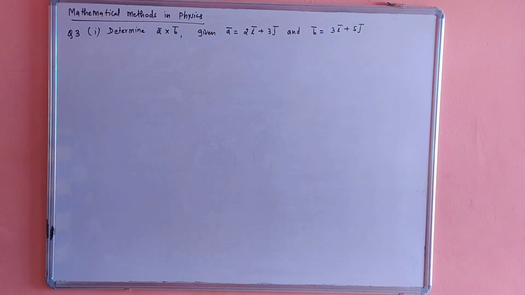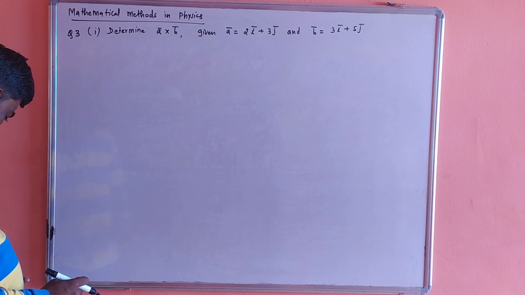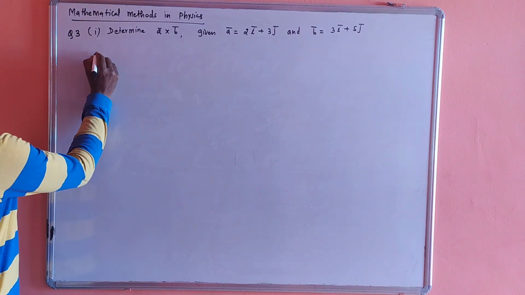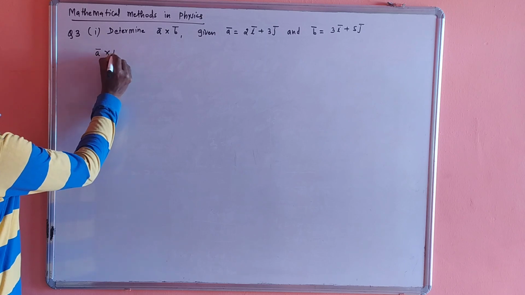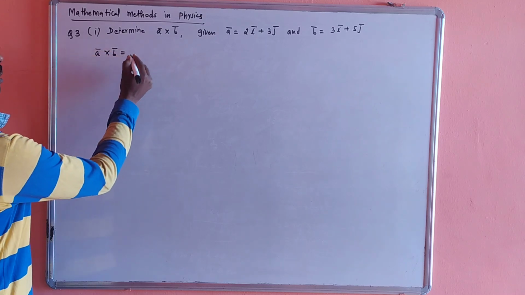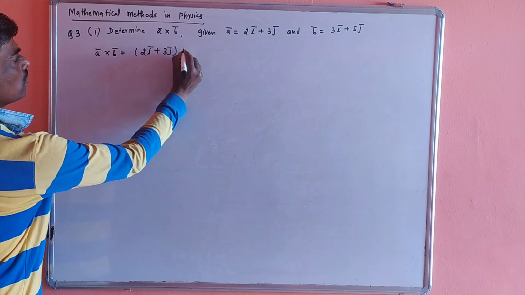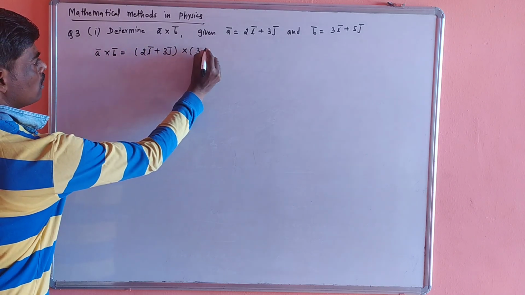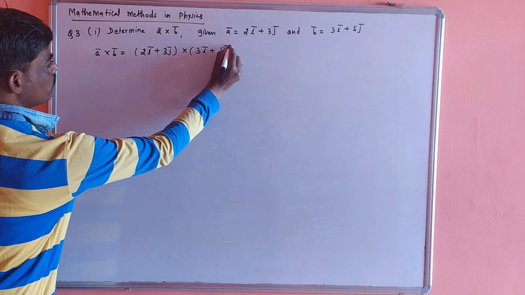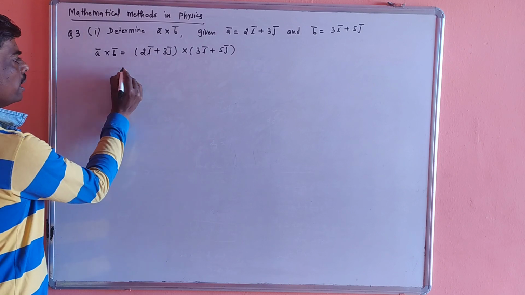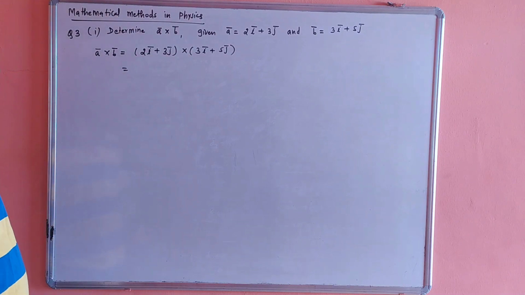So, what we have to determine? We have to determine vector A cross vector B. So vector A cross vector B, it is 2i plus 3j cross 3i plus 5j. So cross multiply these two brackets, means two vectors.